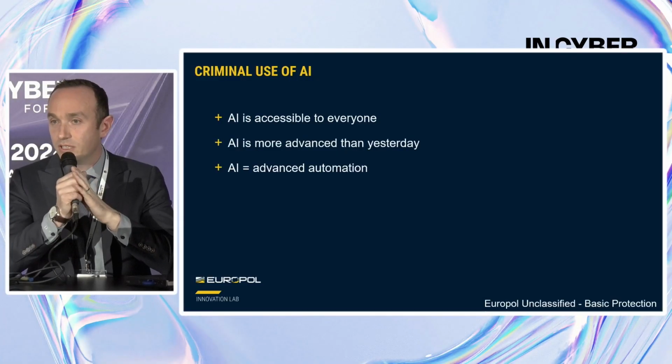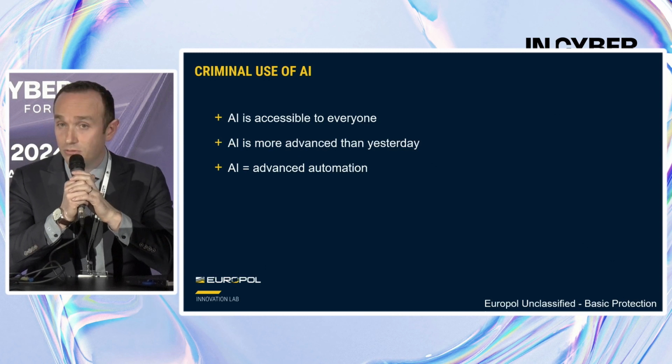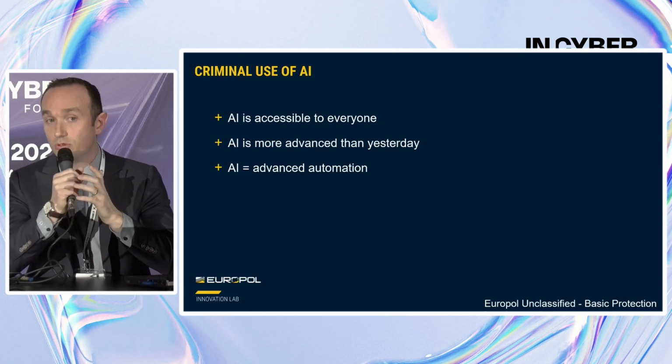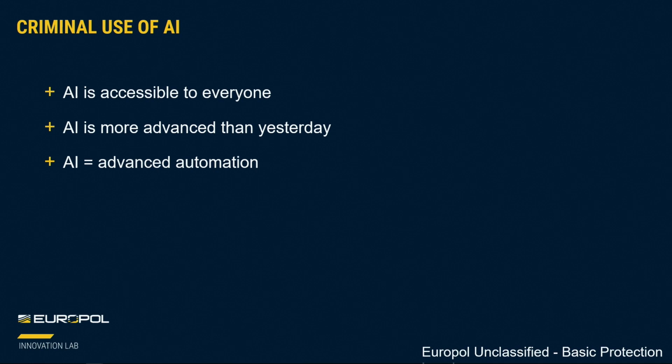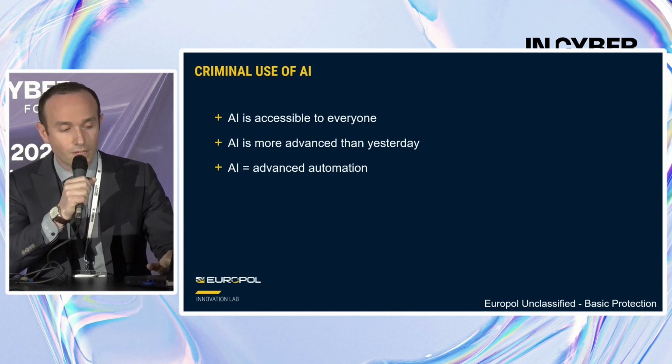And for criminals, AI equals advanced automation. Criminals, they want to make money as fast as possible and with as little effort as possible. So in a way, they are lazy, which is a good thing, because when you are lazy, you look for innovative and efficient solutions, and AI is one of the perfect options that they have available for that.